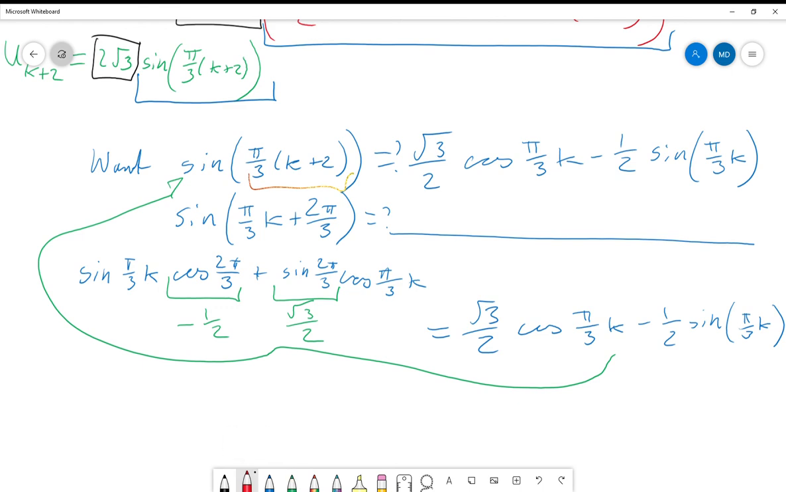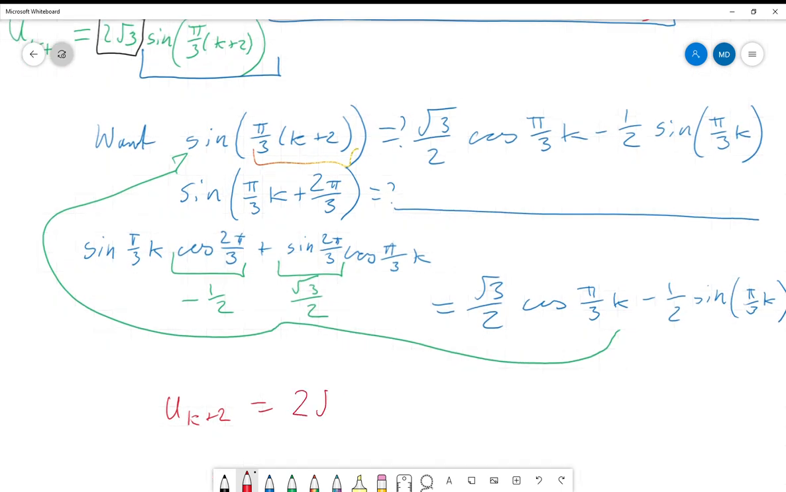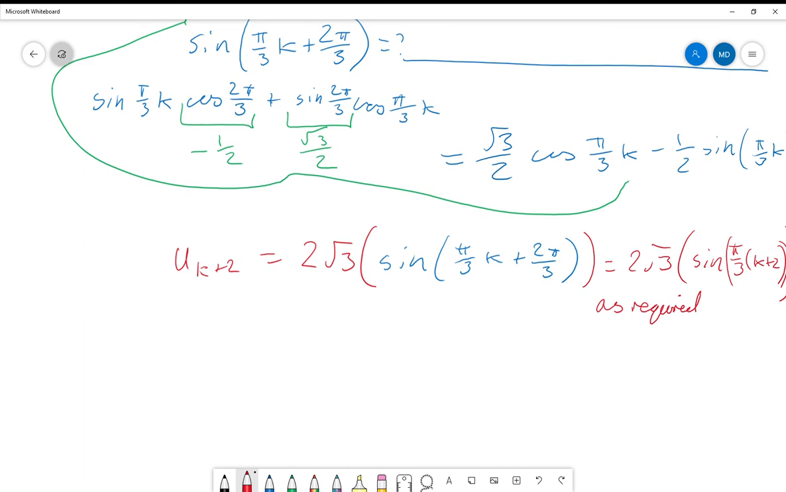And so going back to our original statement, we get u of k plus 2 is equal to, substituting this in, 2 root 3 lots of sine of pi over 3k plus 2 pi over 3, which is equal to 2 root 3 lots of sine of pi over 3 times k plus 2, as required. And then we just conclude.